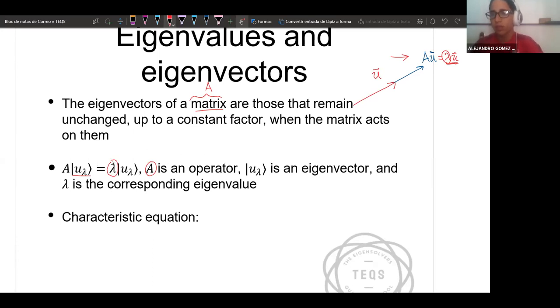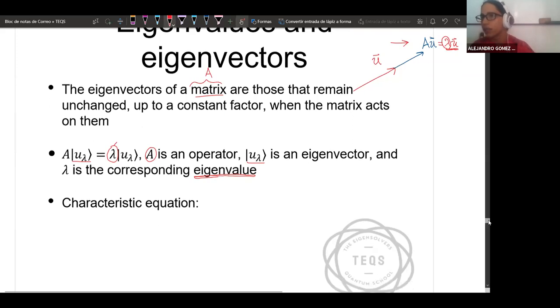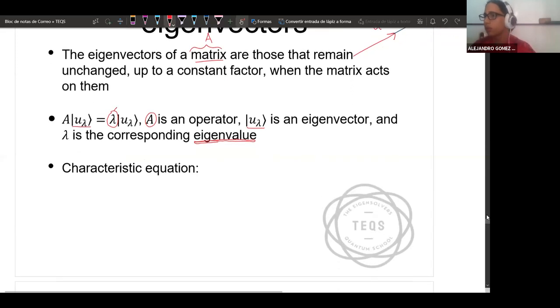In this equation, lambda is called the eigenvalue, which is the constant factor. And this state U lambda is the eigenvector because it does not change direction. It only changes the size. Okay, so the geometrical interpretation is there, but how do we compute those quantities? If we have this equation, how do we find the eigenvalues, for example, or the eigenvectors?